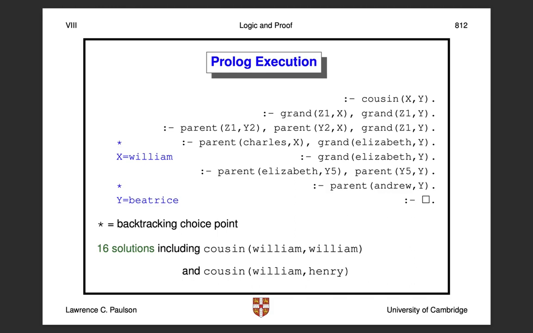Now I'm going to cheat a bit. As I mentioned long ago, the problem with the definition of cousin that I gave is that it says that you are your own cousin, and moreover, that your brother is also your cousin. Nobody really wants that. So I'm pretending in this execution that somehow we have backtracked until this time when we solved for parent Elizabeth something. Instead of choosing the first choice, which is Charles, we chose the second choice, which is Andrew.